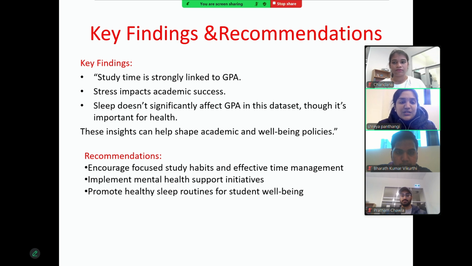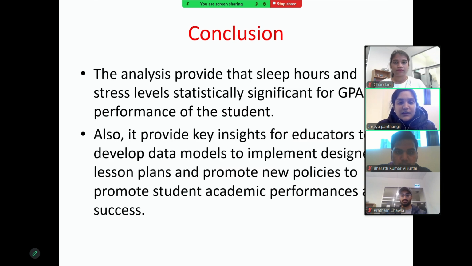Coming to the conclusion, the analysis showed that study hours and stress levels are statistically significant to the academic performance of the students. Also, it would encourage educators to implement new lesson designs and data models.